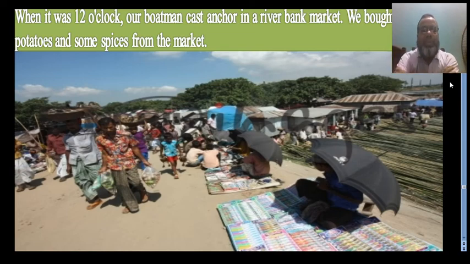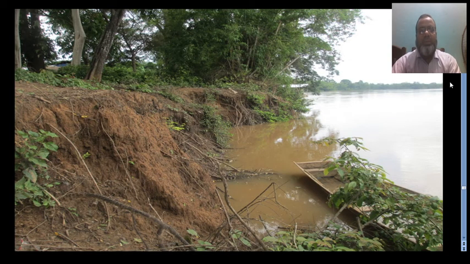So, what can you see in the picture? Perhaps there is a gathering of people. Some people are selling something, and some are getting something after buying their goods. You started your journey at 7:30, and when it was 12 o'clock, our boat cast anchor at a riverbank market. We bought rice, eggs, potatoes, and some spices from the market. This is an excellent scenario.